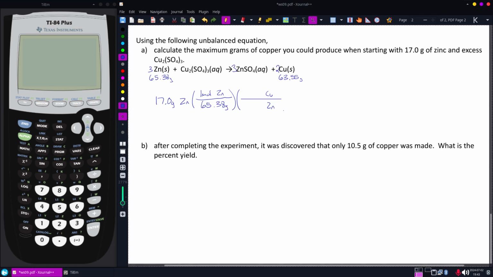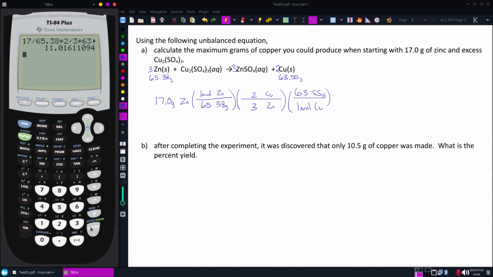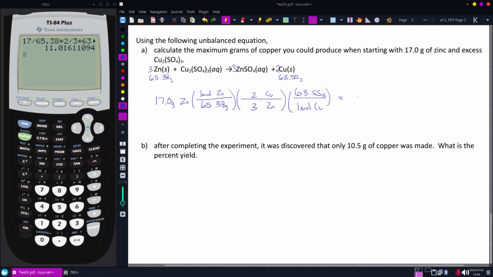So this should be 3 zincs to every 2 coppers, and then 1 mole of copper with its molecular weight would help us calculate the maximum amount of copper we should be able to make. So I'm going to take that 17 divided by 65.38 multiplied by 2, divide that by 3, and then multiply that final thing by 63.55. And I get that at most, my theoretical yield is 11.0 grams of copper.